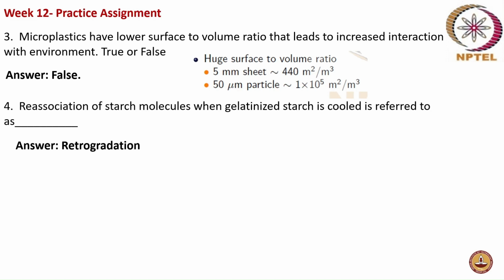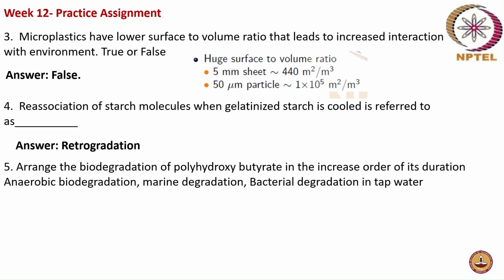This process is called retrogradation. Okay. Next. Arrange the biodegradation of polyhydroxybutyrate in the increasing order of its duration: anaerobic biodegradation, marine degradation, bacterial degradation, and tap water. So which takes the shortest time and which takes the longest time in case of biodegradation of polyhydroxybutyrate?